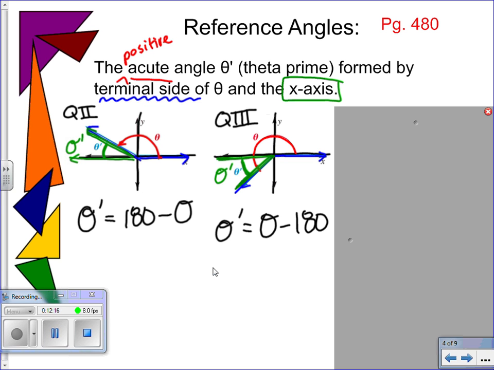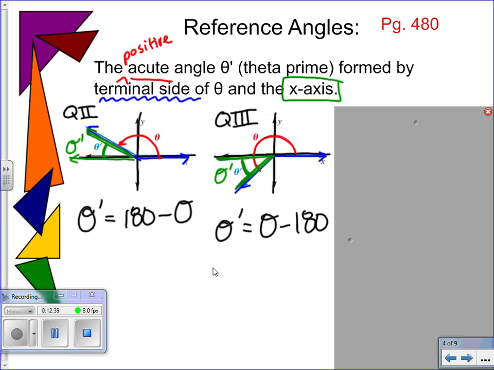Because then you're going to get a negative. If you do theta minus 180, then you're going to get a negative number because theta has to be lower than 90. Isn't that what we're trying to show? Oh, yes. Theta has to be a positive acute angle.